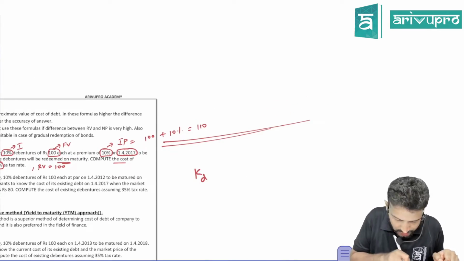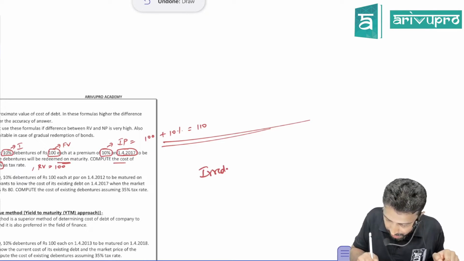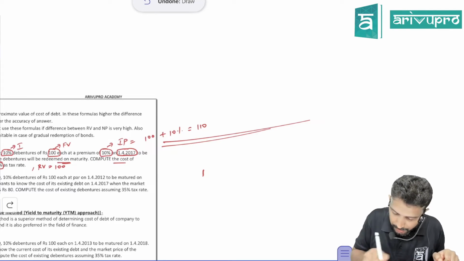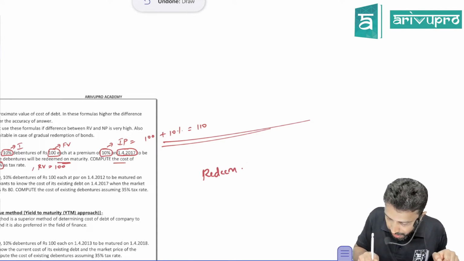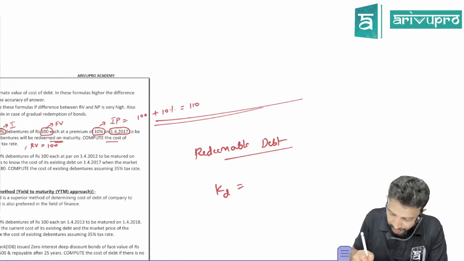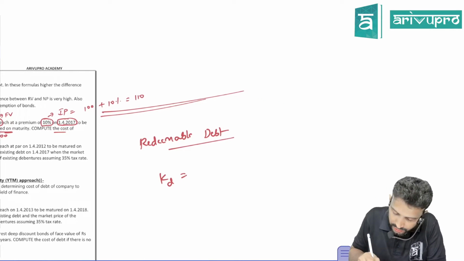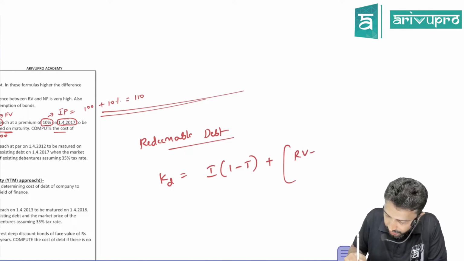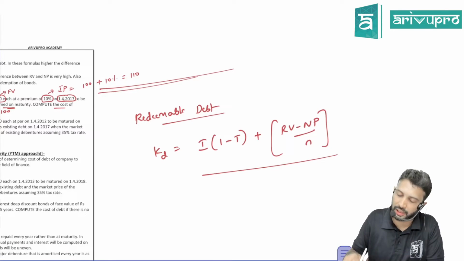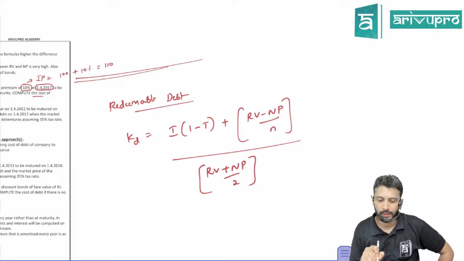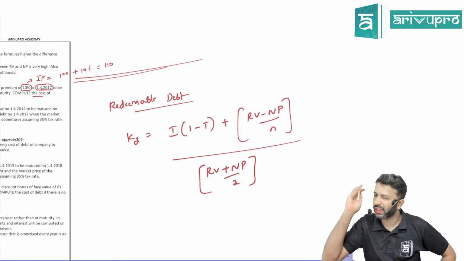Calculate the cost of debt. First of all, what sort of a debt is this? Redeemable or irredeemable? Redeemable, correct? In 5 years, we are redeeming this. So for redeemable debt, if it is a redeemable debt, repeat it once by yourself in your mind and try to remember those formulas. Cost of debt is given by the formula: interest into 1 minus tax rate plus RV, as in redemption value, minus net proceeds divided by N, N as in remaining life of the debenture, whole thing divided by RV plus NP divided by 2. If you want, you can multiply it by 100 also, or you can do that at the end.